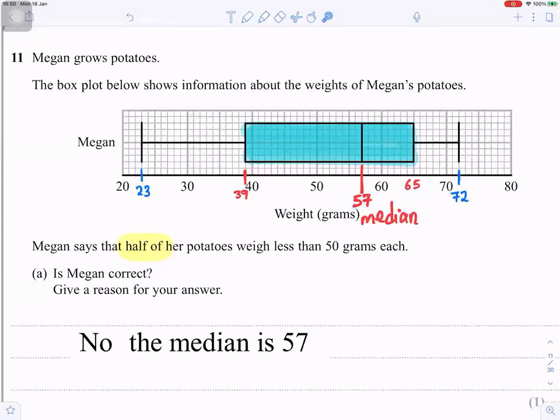Megan grows potatoes. The box plot shows information about the weight of Megan's potatoes. Megan says that half of her potatoes weigh less than 50 grams each. Is Megan correct? Give a reason for your answer. Half of the potatoes would be where the median is. But if you look at that, the median is at 57. So the answer is no, because the median is at 57, so it is not less than 50.